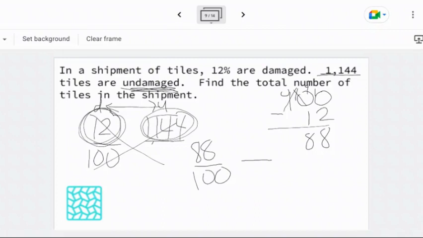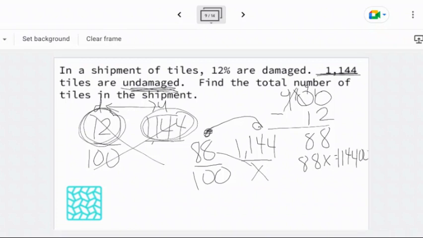And now we can put our 1,144 because that is the undamaged. So this right here matches that right there. And then we want to know the total tiles. So here we go. 88 times x, 88x. 1,144 times 100. We get to put 2 zeros. Divide by 88. Divide by 88.